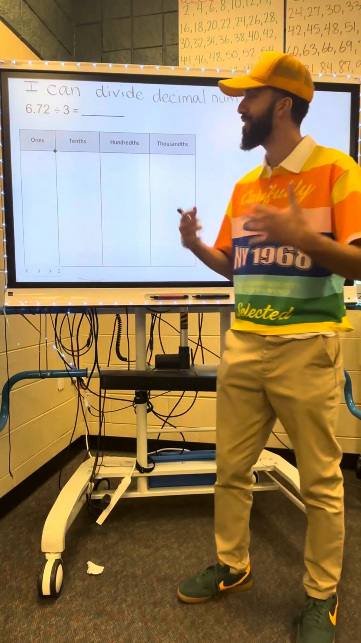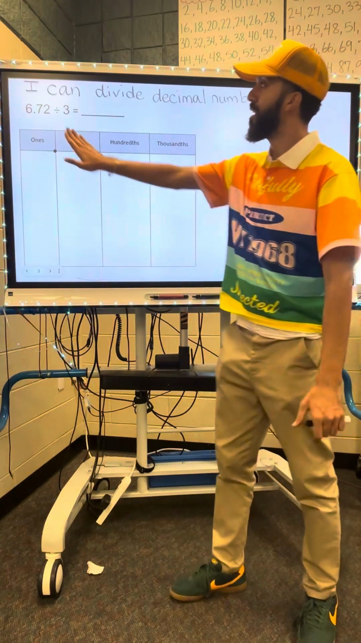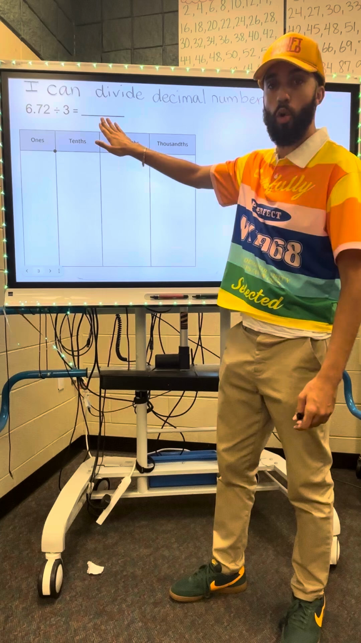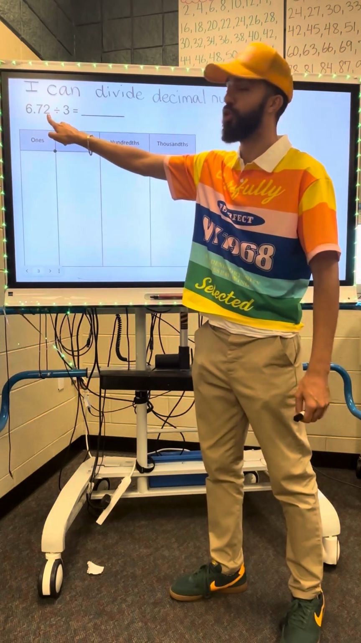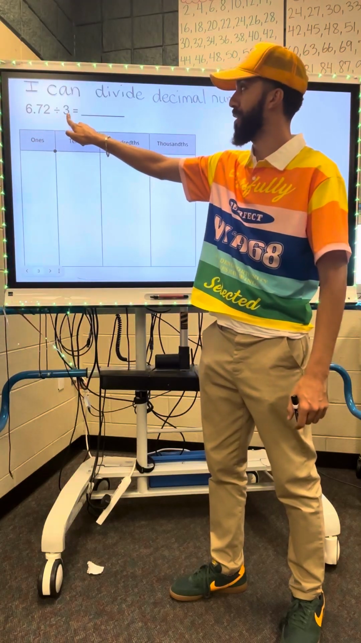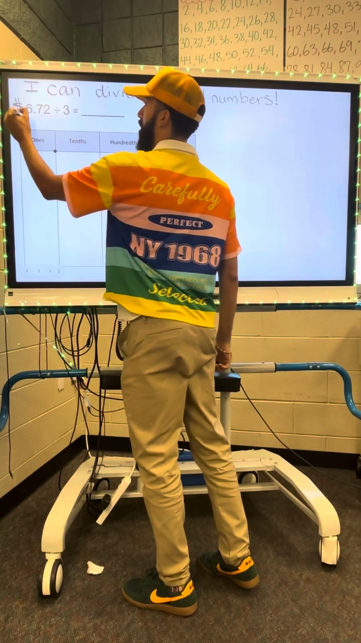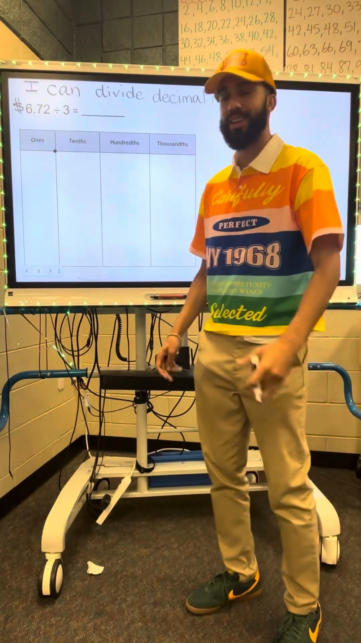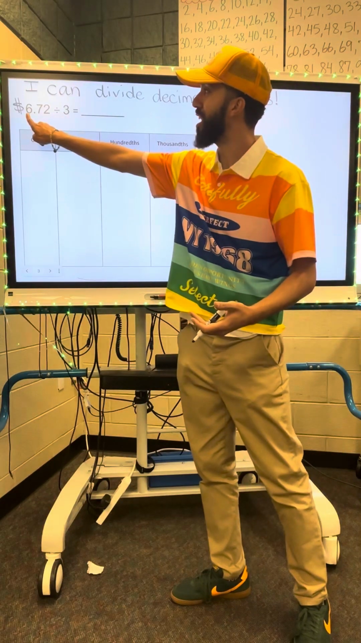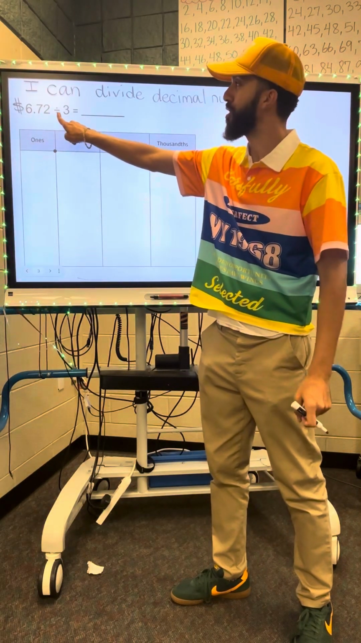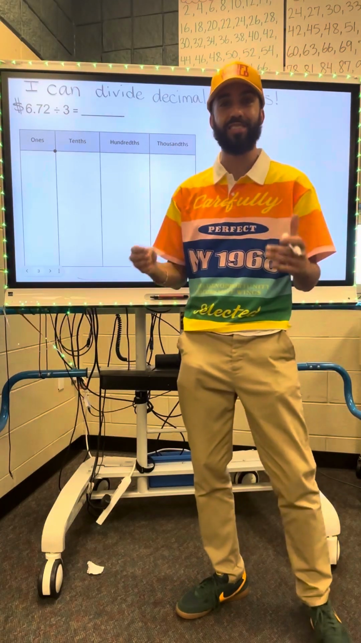So remember what division is all about. It's about equal sharing. So up here we have our division sentence or our division equation, and we have 6 and 72 hundredths divided by 3. And I find that when we do this, put a dollar sign in front of it and talk about money, it's more relatable. So we can say we have $6.72 and we're dividing it between 3 people. How much would each person get?